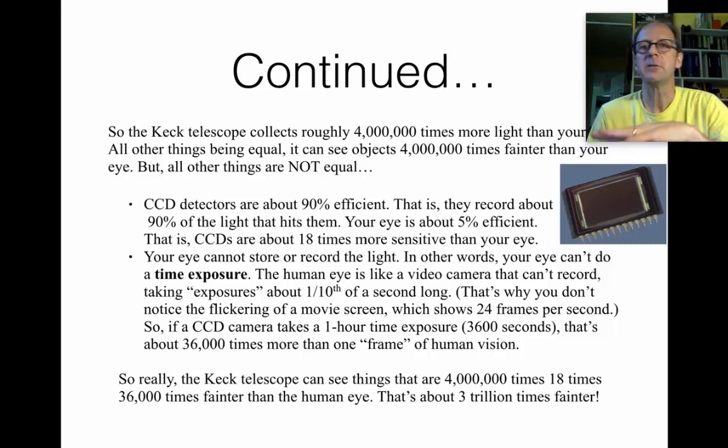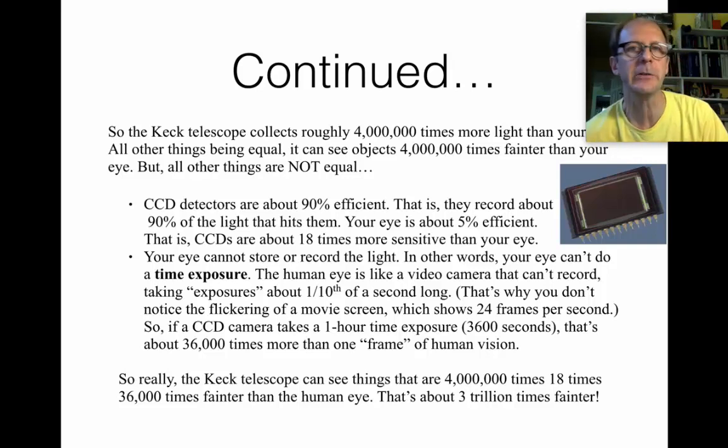But all other things are not equal. First off, the CCD chips used in astronomical research cameras are about 90% efficient. That is, they respond to about 90% of the light that hits them. Your eye is only about 4 or 5% efficient. It doesn't respond to most of the light that hits it.